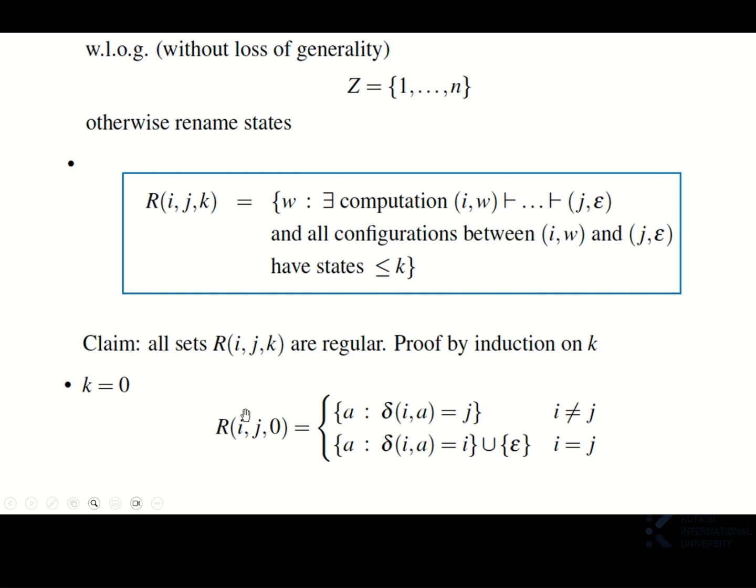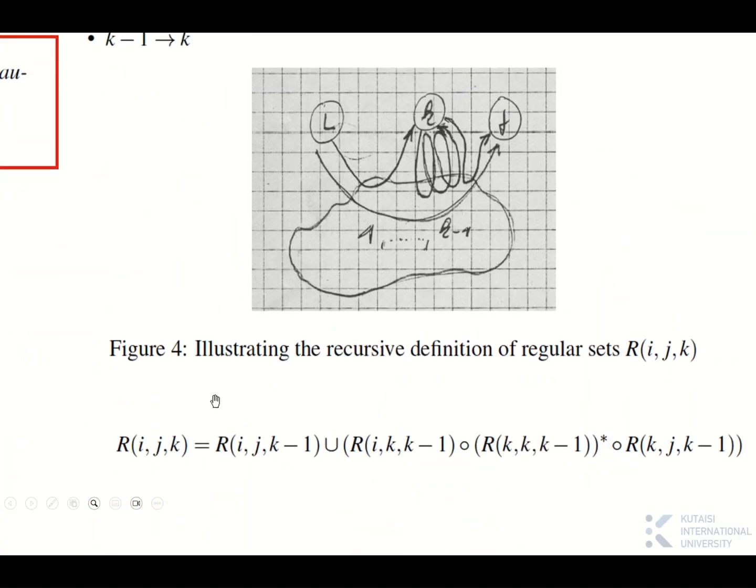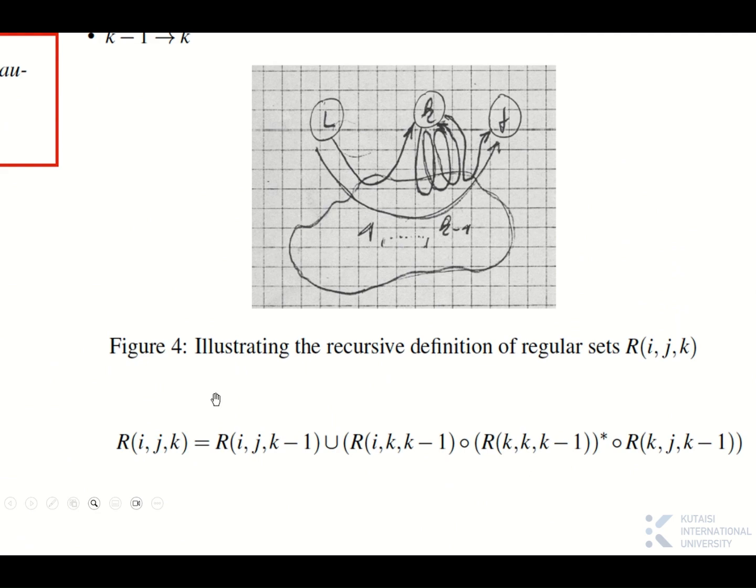So I know that for k equals 0, Rijk is regular. Now I want to prove that if I know it's regular up to k, then it's regular for k plus 1. Which actually is a mind bend. Now, how do I prove this?